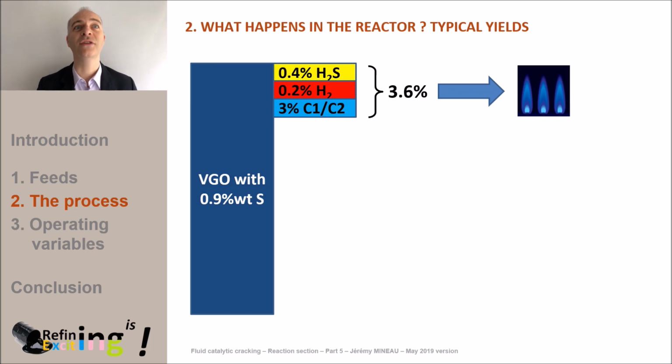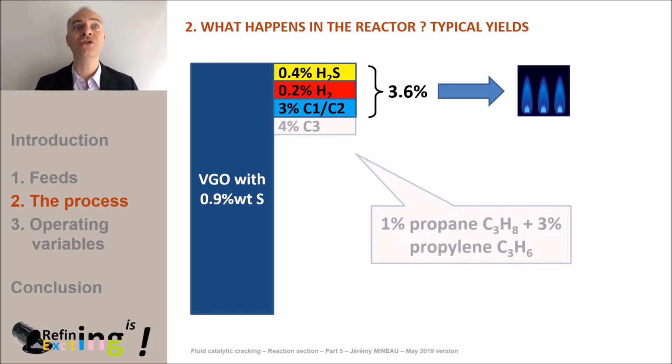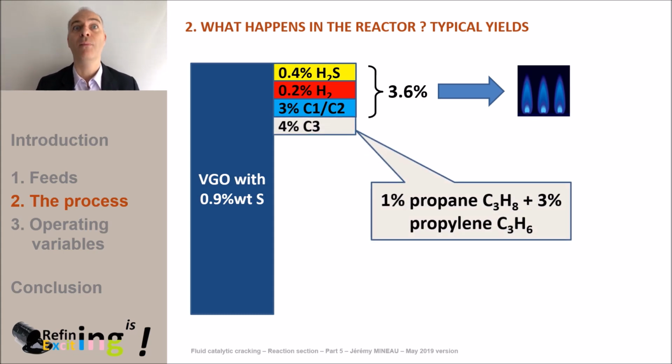Then we can focus on the products with a high added value. Propane but also propylene are produced. Propylene yield is tried to be maximized because propylene is a very popular cut for the production of polymers. The C3 cut represents approximately 4% by weight of the feed rate.